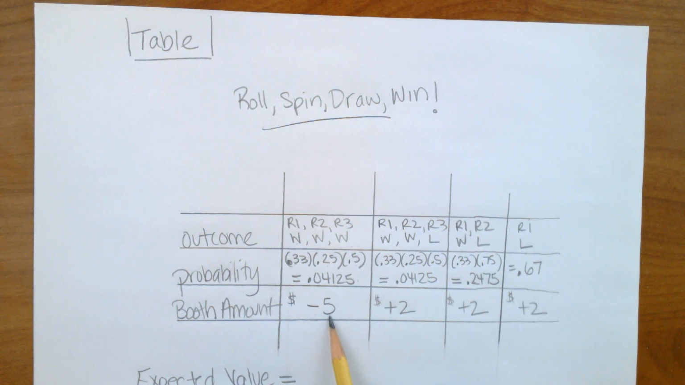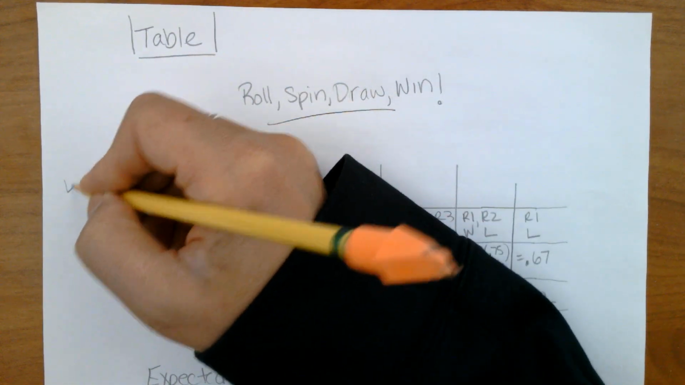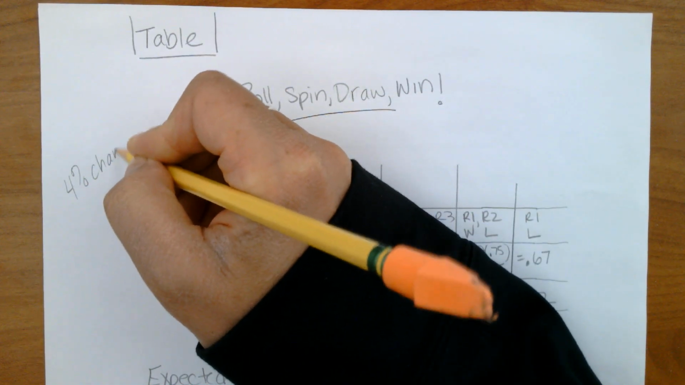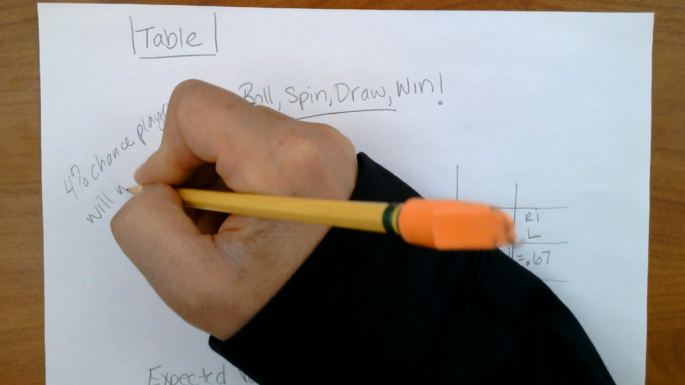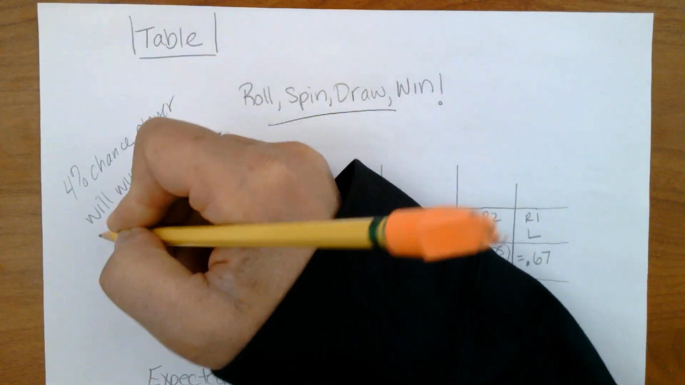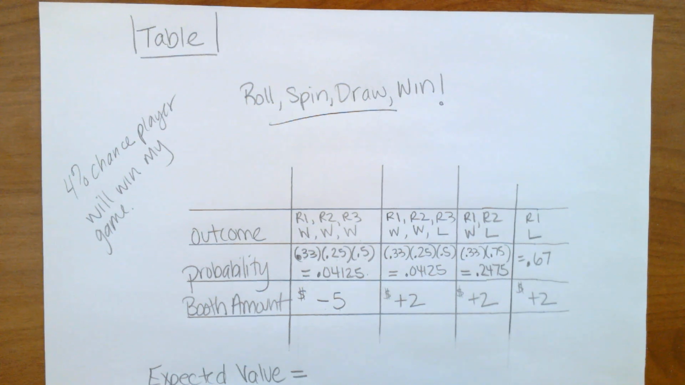And I'm going to have to give them $5, so I'm going to lose $5. That's about a 4% chance that they're going to win my game. So I'm going to add that in: 4% chance a player will win my game.